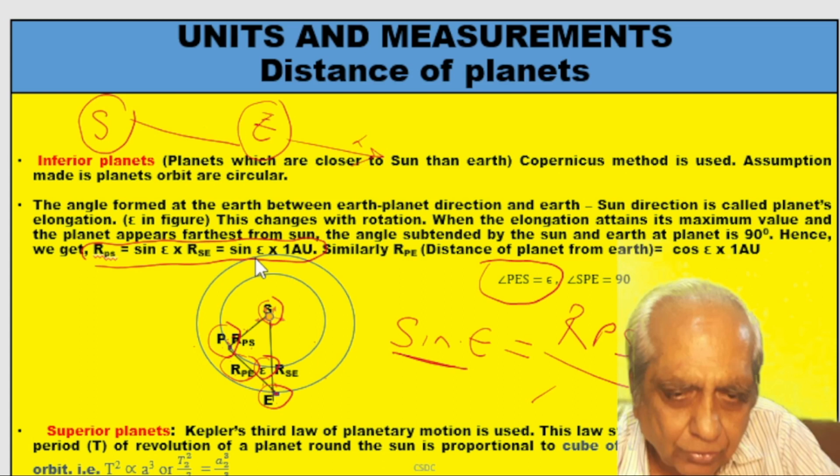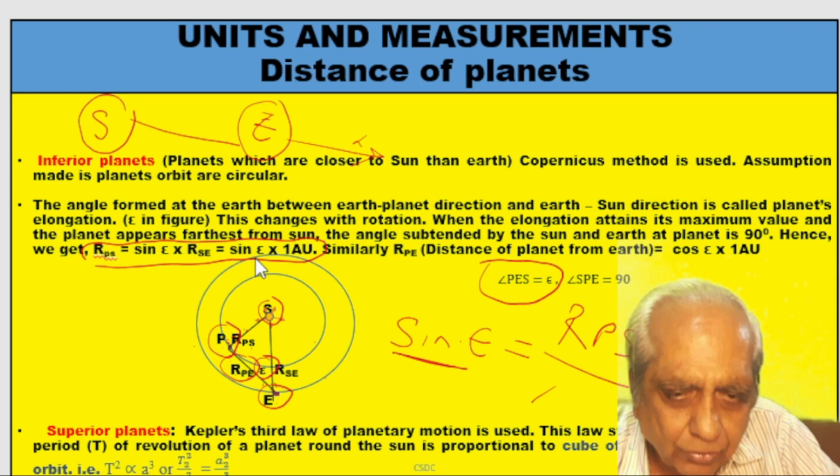Is it all right? Then for superior planets, planets which are here, we use Kepler's third law. This we will be learning in the chapter of gravitation in 11th standard itself, towards the end of the first term. So we use Kepler's third law of planetary motion. Each planet takes some time to revolve around the sun. That time is called the time period, when it makes one complete revolution.